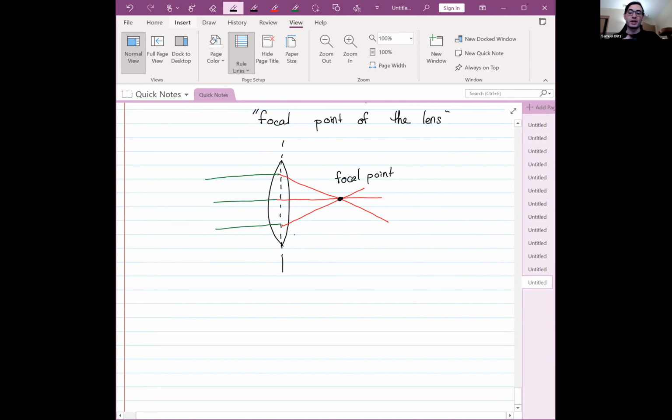What we're doing here, just to be clear, is treating the lens as if all of the bending occurs at a single point. If it doesn't, then you have to worry about how far it's traveled inside the lens, which complicates things significantly. Or sorry, all of the bending occurs in a single plane along the center line. This is what's known as the thin lens approximation.